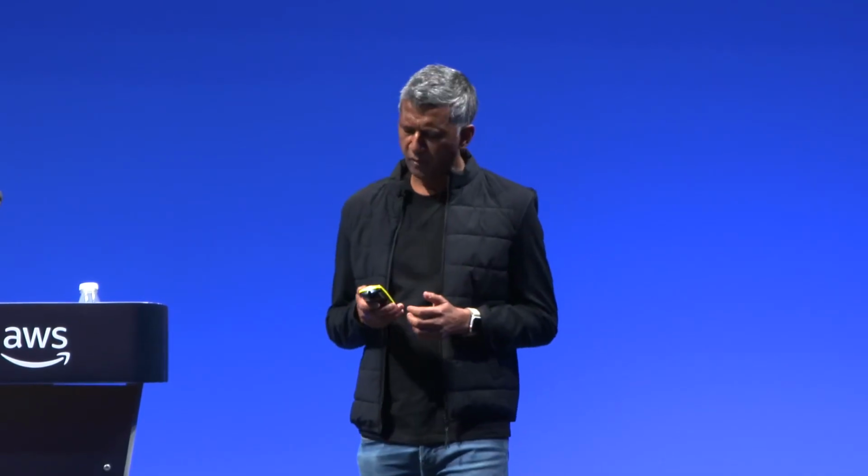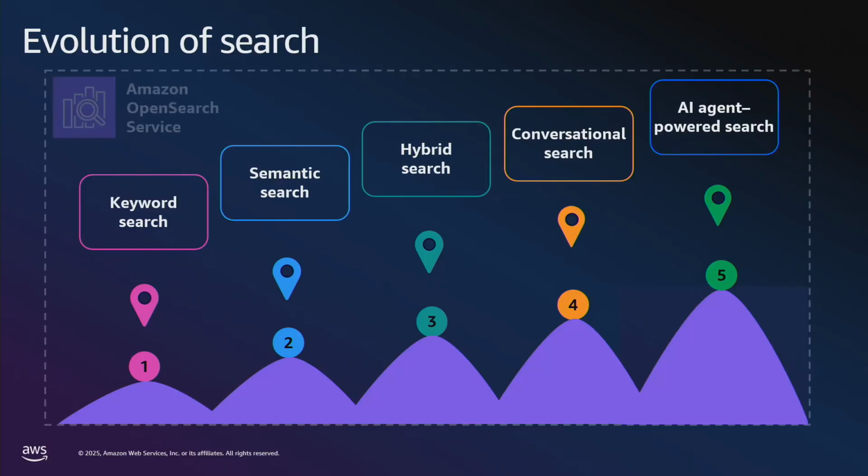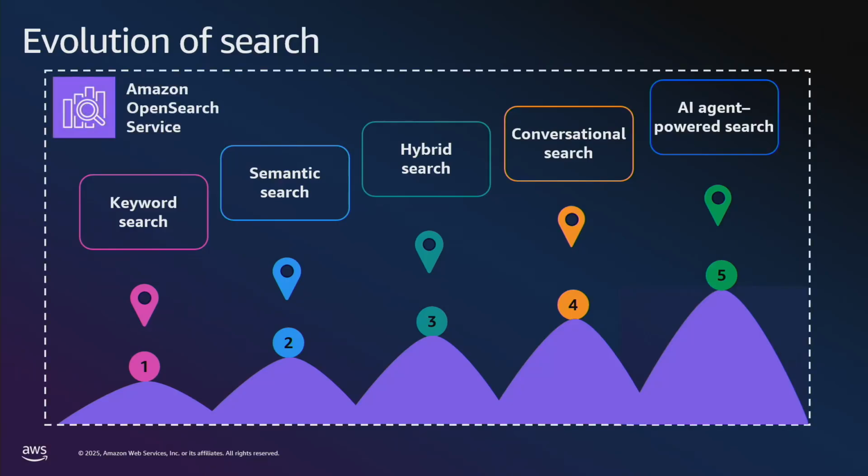But there's a lot going on behind the scenes, and over a period of time, it has become much more sophisticated. If you see the evolution of search, you all started with keyword search, where you match the keyword and then give the result back to the user. But today, we are in AI agent powered search, where the system remembers the context, and it uses agents to go and interact with the backend systems with the help of an LLM and give you the response back. All of these different types of search are possible through Amazon OpenSearch Service.